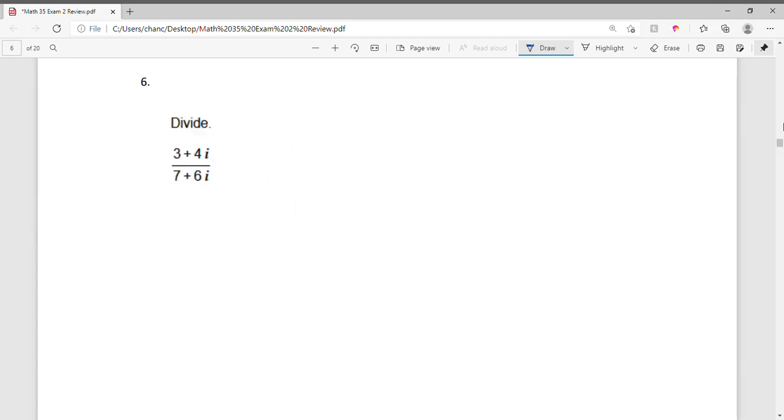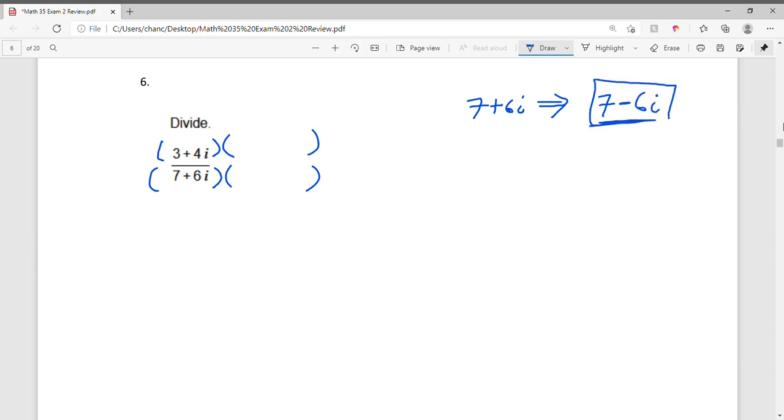For question 6, I have to divide complex numbers. In order to do that, we need to multiply the top and the bottom by the conjugate of the denominator. You see 7 plus 6i on the bottom? That means the conjugate is 7 minus 6i. That's what we need to use. 7 minus 6i. Let's multiply that to the top and to the bottom.